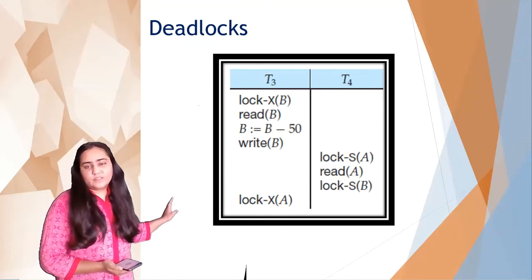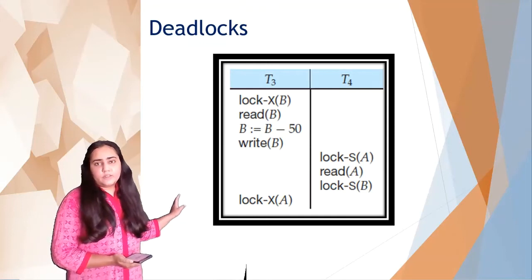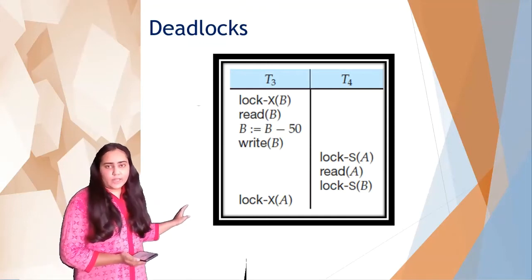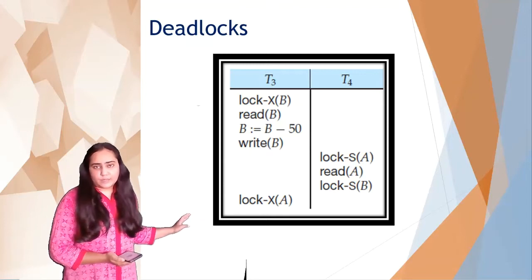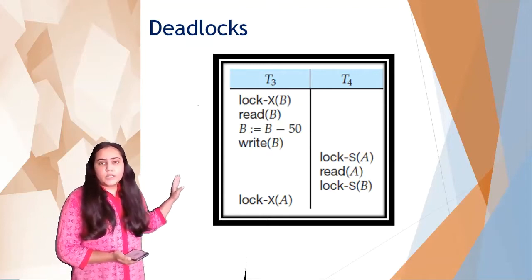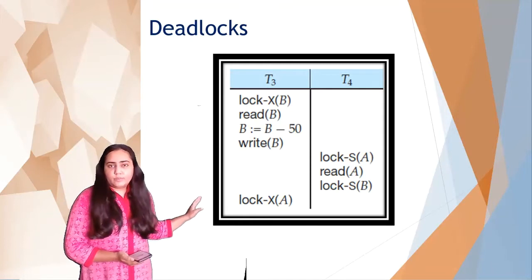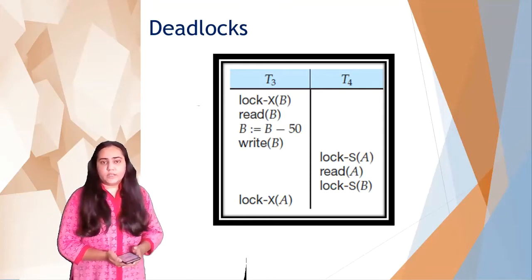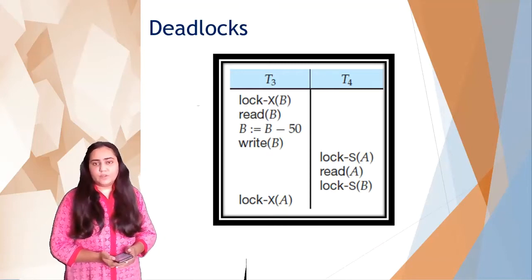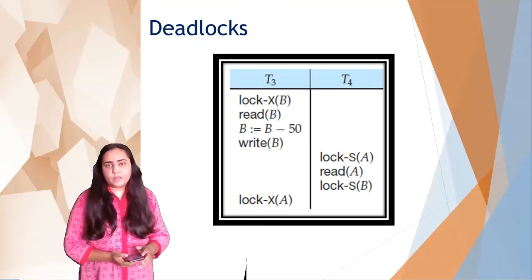Obviously this is not possible, because T4 has a shared lock on A, and hence T3 cannot have an exclusive lock on A since they are not compatible. And T4 wants a shared lock on B, which is also not possible because T3 is already holding an exclusive lock on B. So even those two are not compatible.